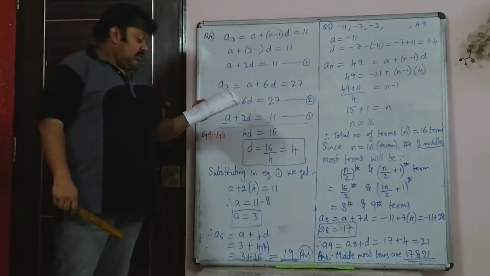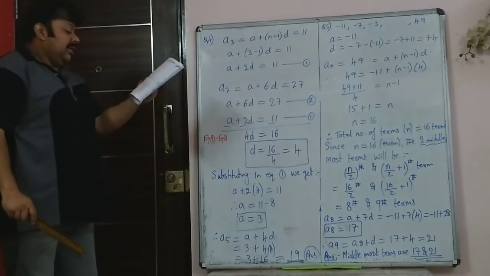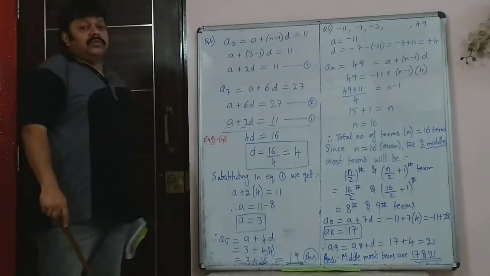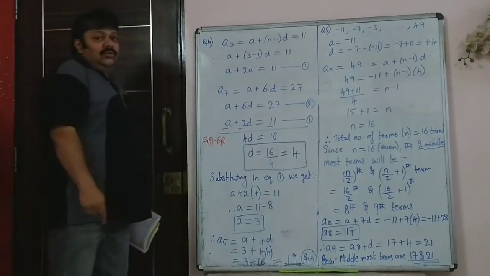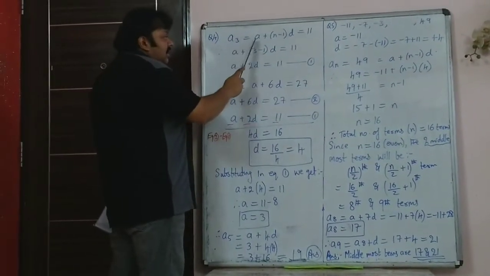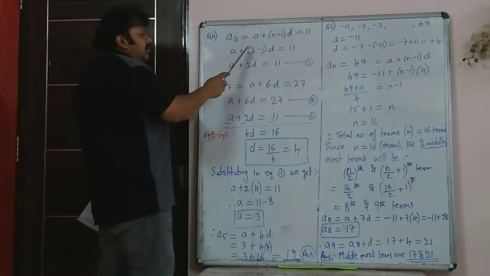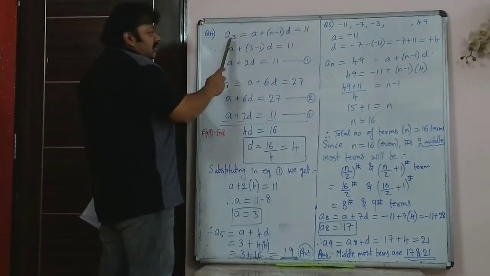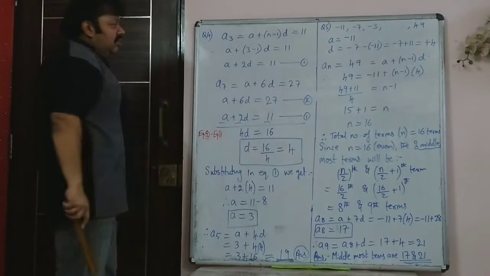You are asked to find, if the third term of the AP is 11, A3 is equal to 11, and the seventh term is 27, the fifth term. So now you will get two simultaneous equations which you have to solve and find A and D. So third term is 11. So that means A3 is a plus (n minus 1)d. That is the general formula for An. So a plus (3 minus 1)d is 11. This is because you are told that the third term is 11, so n is equal to 3, we have substituted. So a plus 2d is 11.